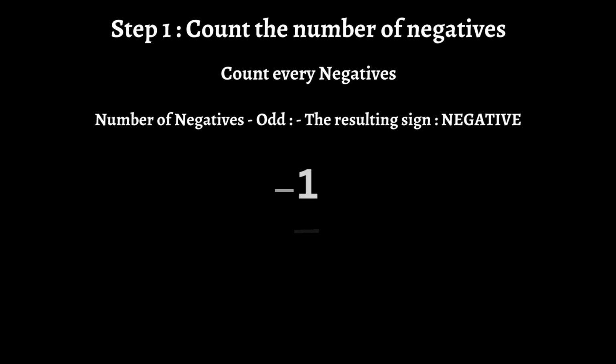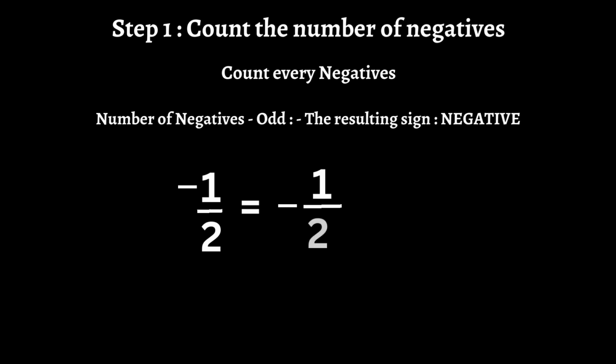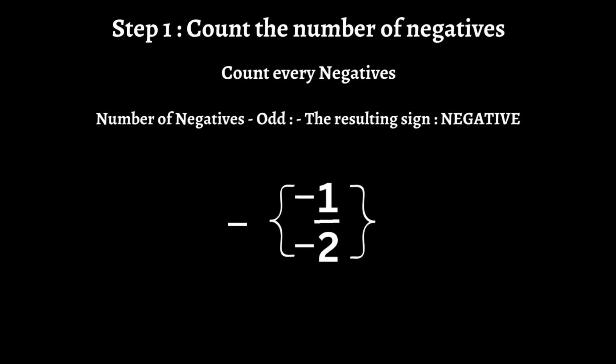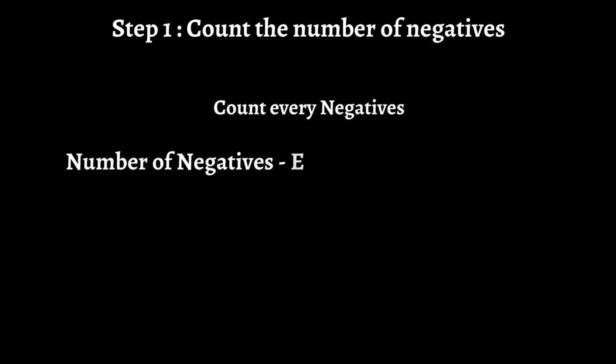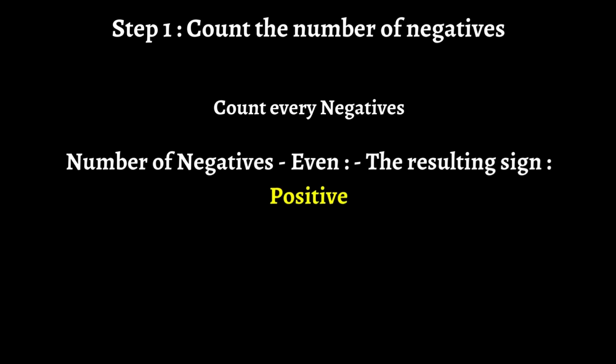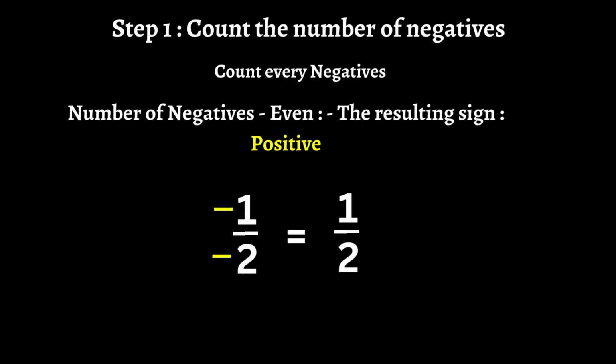For example, in -1/2, we have only one negative on the numerator, which makes the number minus of 1/2. Similarly, minus of -1/-2 has 3 negatives and hence it will change to -1/2. If the number of negatives is even, the resulting sign is going to be positive. For example, -1/-2 has 2 negatives, one on the numerator and the other on the denominator. Hence it will turn into +1/2.